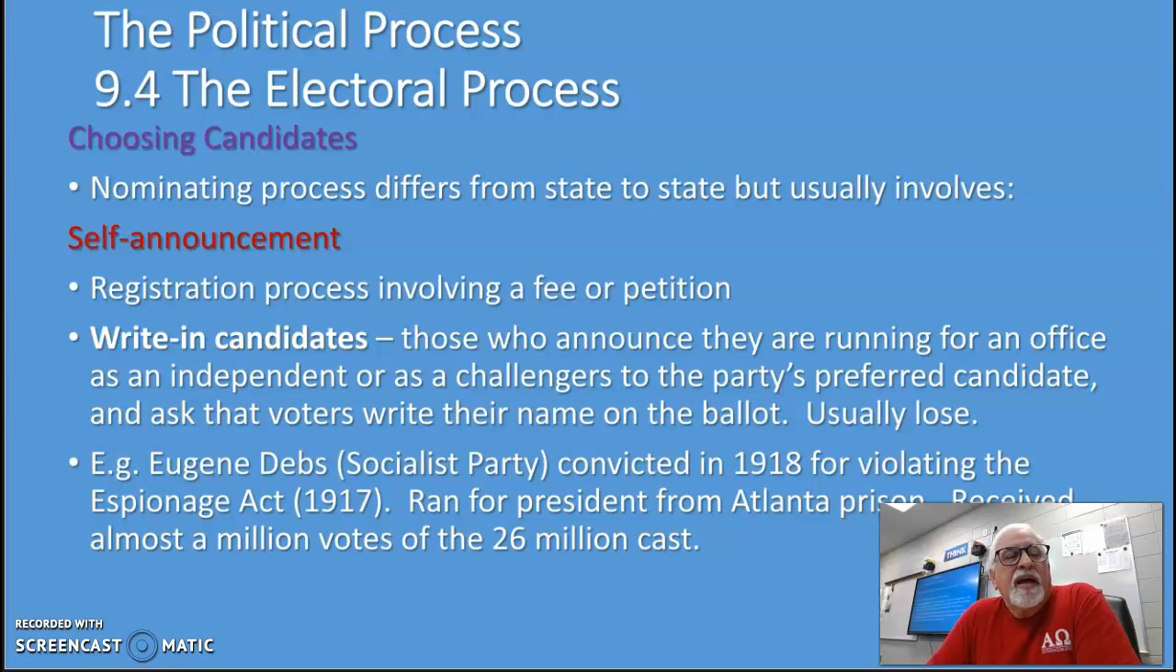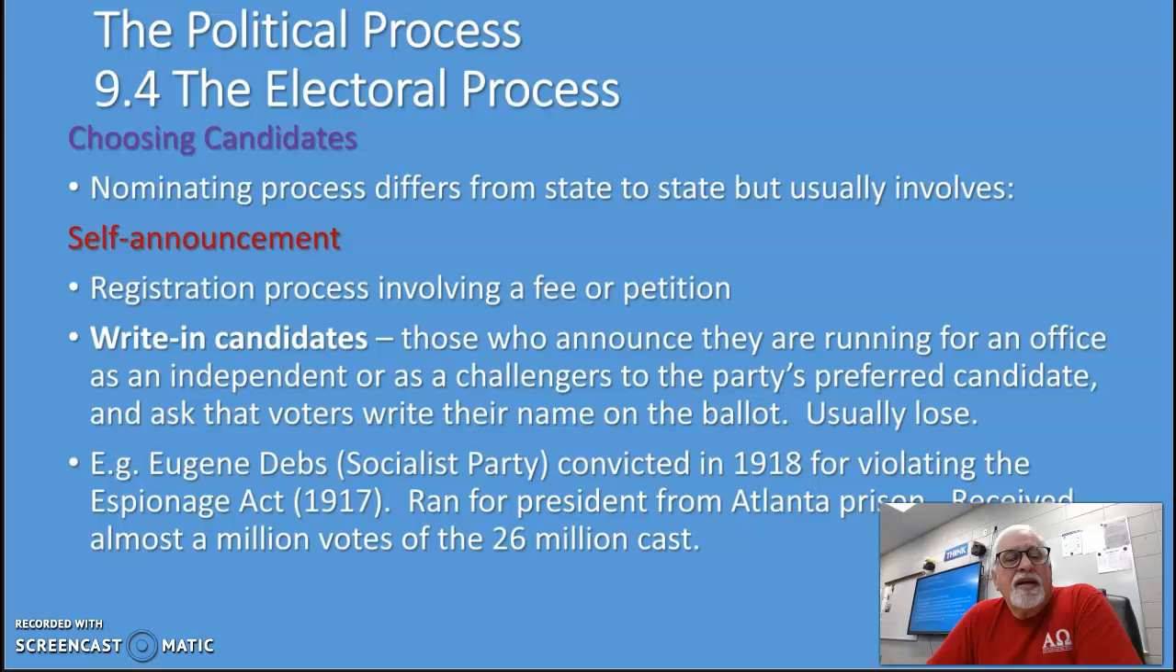There are write-in candidates, those who announce they are running for an office as an independent or as a challenger to the party's preferred candidate. And they ask that voters write their name in on the ballot. These people usually lose because it takes effort to write in a name on a ballot as opposed to just checking a box.